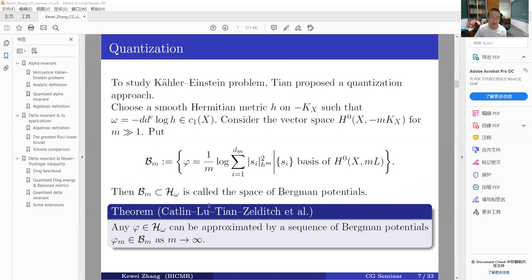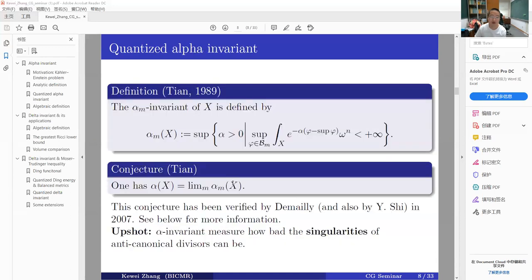And a fundamental result is the following. It says that any Kahler potential can be approximated by a sequence of Bergman potentials in a suitable sense. So using this result, one can cook up the following definition of the alpha invariant.